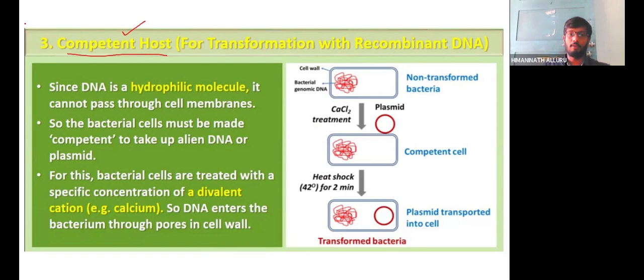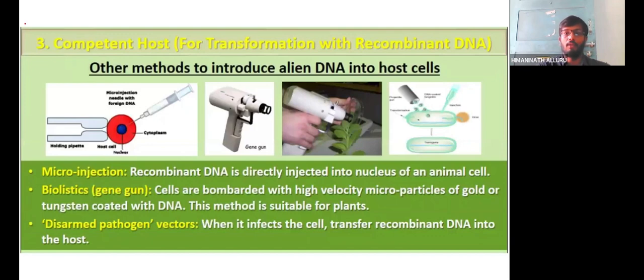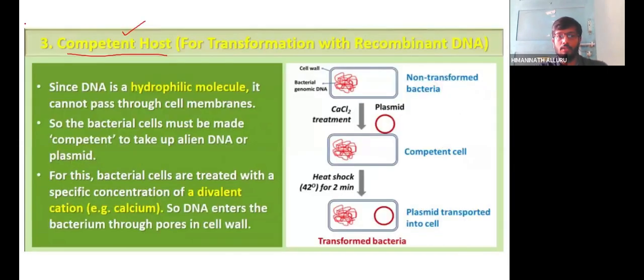So we need to make the bacteria accept the DNA by treating with a divalent cation like calcium, or by heat shock methods, like on ice and then heat. By doing that, we can increase the pore size. Or we can use different methods like the gene gun or micro injection. The gene gun is mainly used for plants, and micro injection is mainly used for animal cells. Next one is the disarmed pathogen method. In the disarmed pathogen method, we remove the disease causing pathogenicity from the bacterium, and we add our choice DNA. So these are all the very important content we have completed so far.